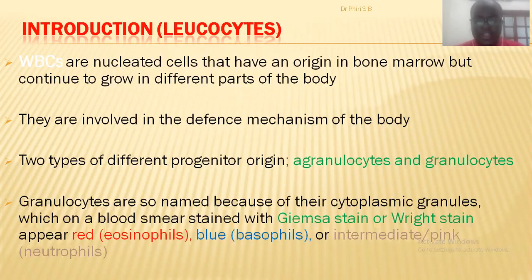In general, the basophils like the basic part of the stain, so they'll stain blue. Then you have the intermediate that will pick up both stains, the blue stain and the red stain, so the intermediate becomes pink granules. So within the neutrophils, the granules would appear pink. So these are different types of granulocytes.